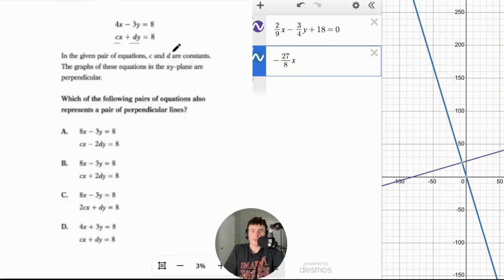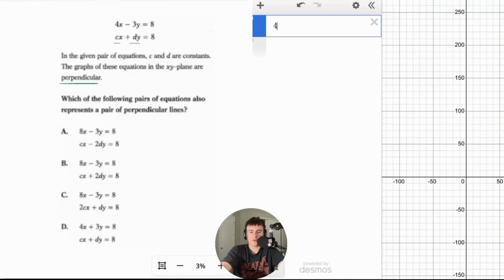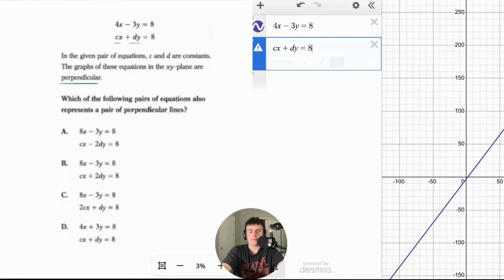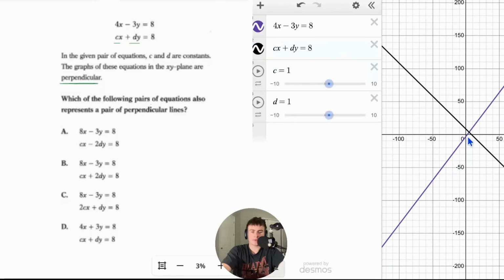All you have to do here is fulfill the condition. The condition is that these are perpendicular. So just type them in. 4x minus 3y equals 8. And then cx plus dy equals 8. You just add a slider and then drag them until perpendicular. This is actually very good already. But honestly, it doesn't have to be perfect, by the way. Like here, let me show you.